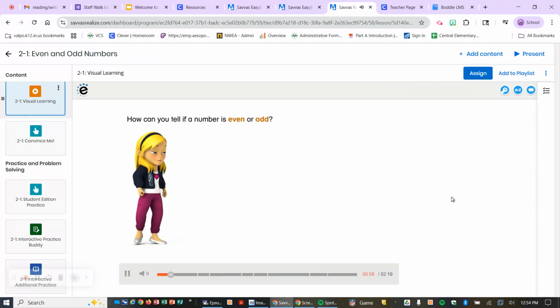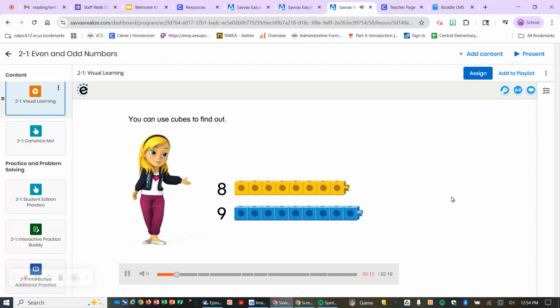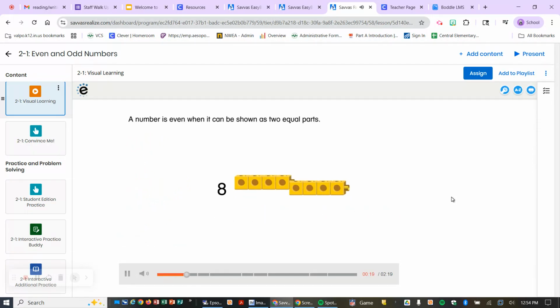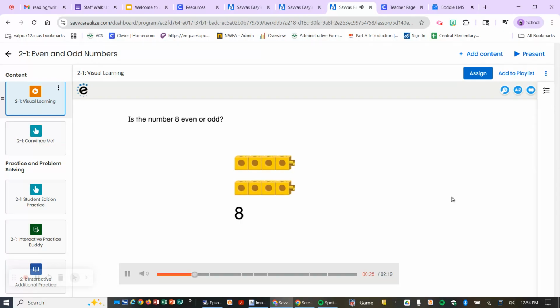How can you tell if a number is even or odd? You can use cubes to find out. A number is even when it can be shown as two equal parts. Is the number 8 even or odd?